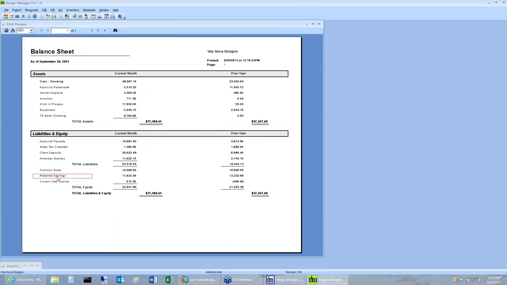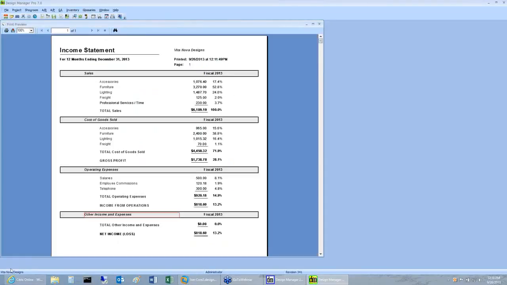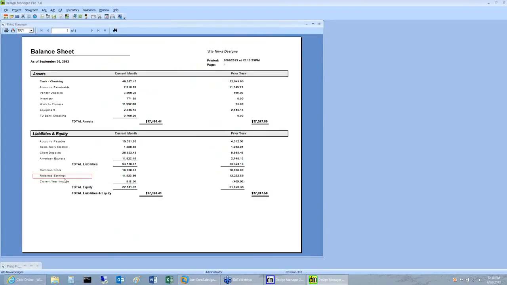Retained earnings comes from basically the income statement that we just looked at. So this is all the prior year net incomes from the income statement. If we go back to look at our income statement here, we had a net income of $816 this year so far. So all the previous years, that retained earnings matches.